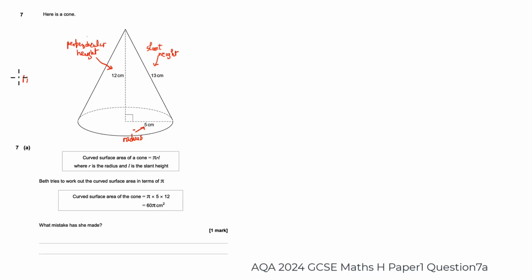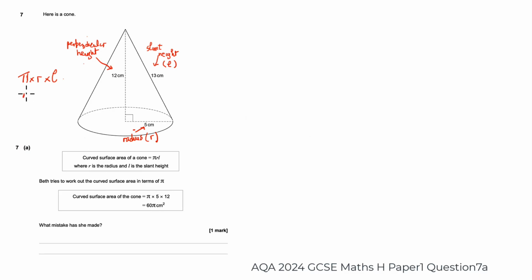Pi times r times L. That's the radius. That's the slant height. That, remember, we said was the perpendicular height. And Beth's trying to work out the curved surface area in terms of pi. So here's her working. She's got pi times 5 times 12.